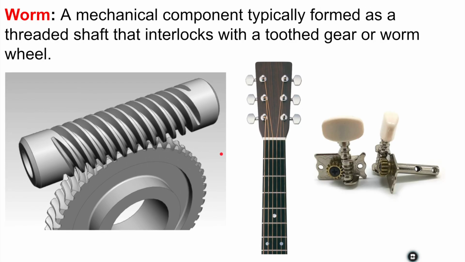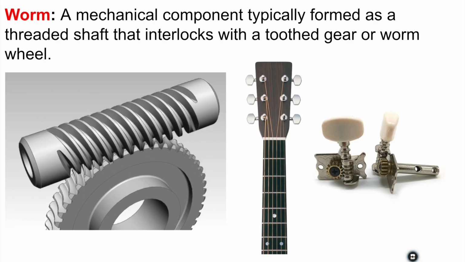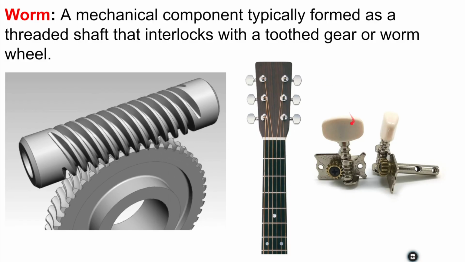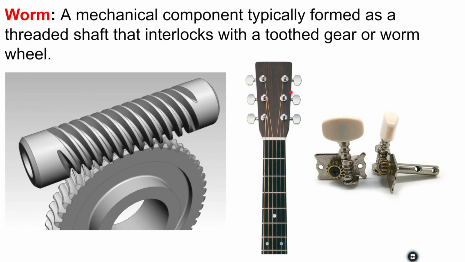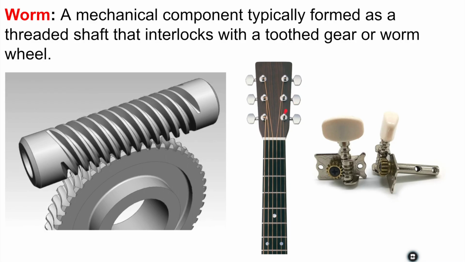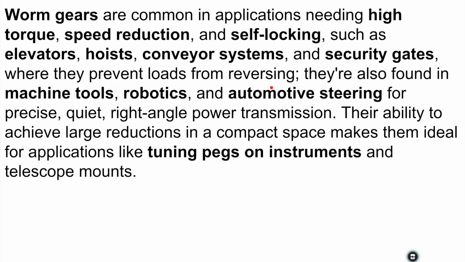So worm gears are a mechanical component typically formed as a threaded shaft that interlocks with a toothed gear or worm wheel. And you can see actually one of the places that we most commonly see a worm gear is tuning pegs for guitars. And this allows for very fine adjustments. So worm gears are common in applications needing high torque, speed reduction, self-locking, such as elevators, hoists, conveyor systems, and security gates. They prevent loads from reversing. They're also found in machine tools, robotics, automotive steering for precise, quiet, right angle power transmission.